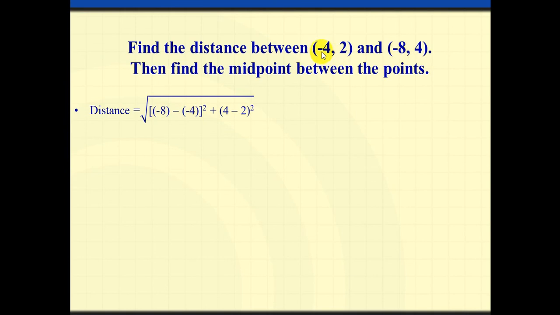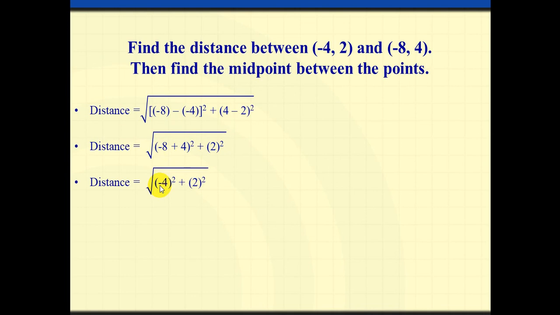-8 minus -4 all squared plus 4 minus 2 all squared equals the square root of -8 plus 4 all squared plus 4 minus 2, which is 2 squared. The distance equals the square root of -4 squared plus 2 squared. Finally, distance equals the square root of 20.